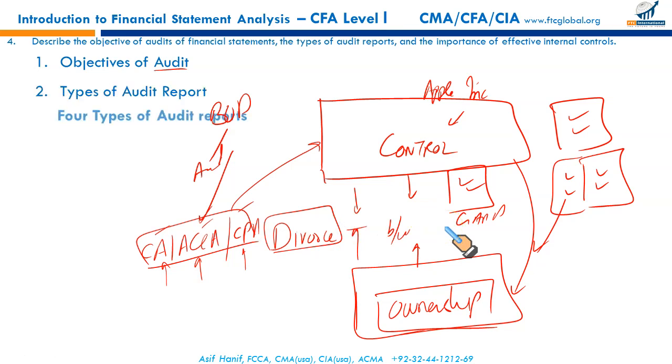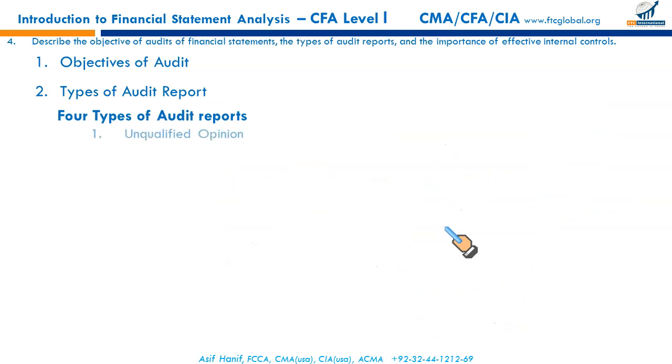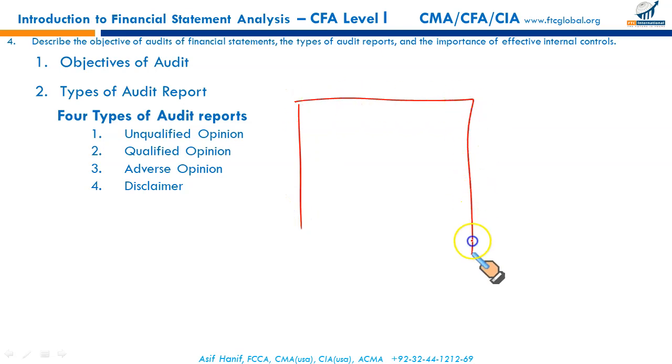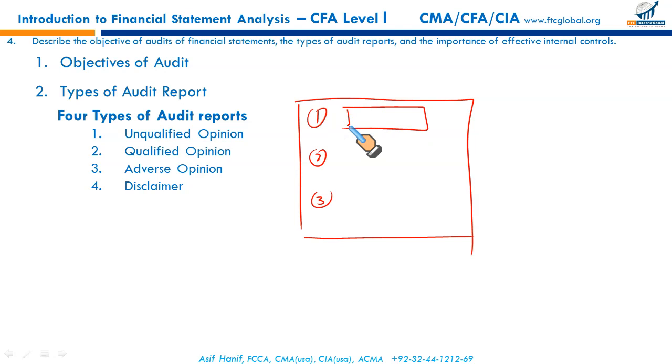Types of audit report. There are 4 types of audit report: unqualified opinion, qualified opinion, adverse opinion, and disclaimer. First of all, let me just give you an overall idea of the content of the audit report. Audit report basically contains 3 specific areas or 3 parts. First part asserts that it is the management's responsibility to prepare financial statements. It is always a part of the audit report that financial statements are prepared by management. Management is responsible. This is the first part.